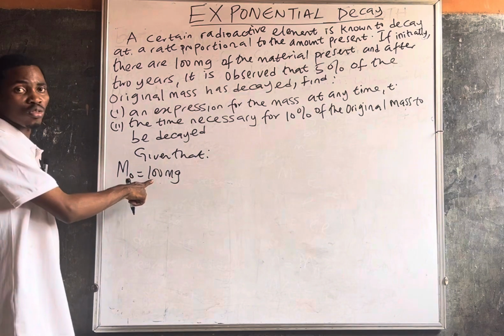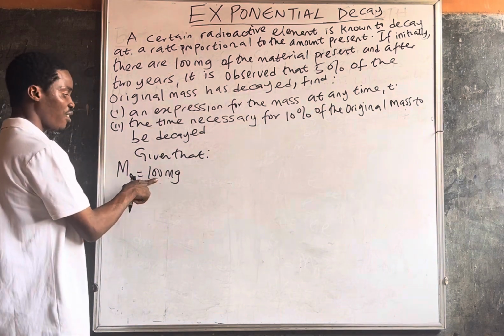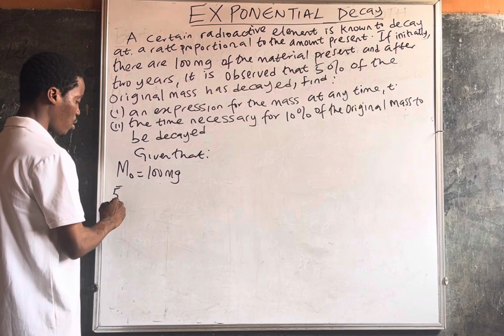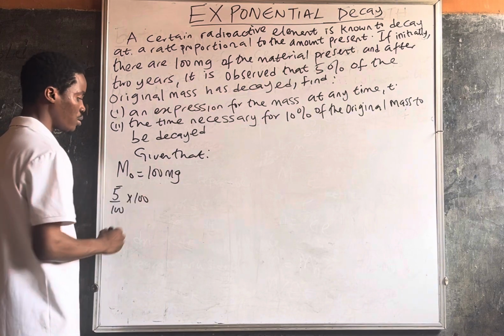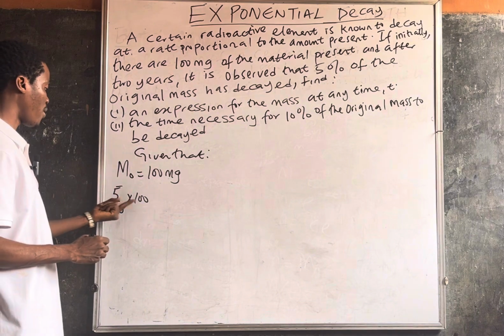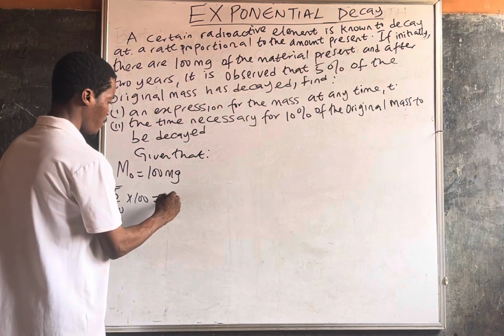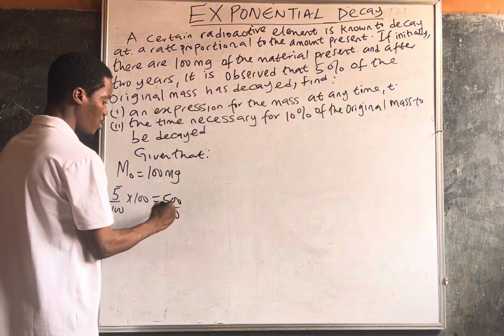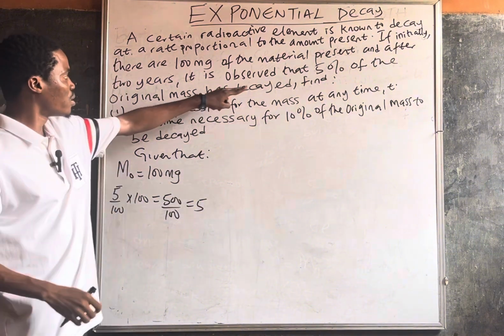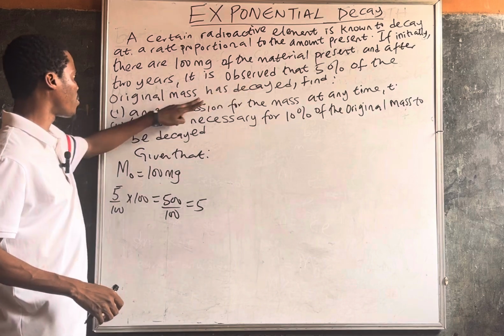So to get 5% of 100, we have 5 over 100 times 100. 5 times 100 is 500 over 100, and we get 5. So it is observed that 5% of the original mass has decayed.